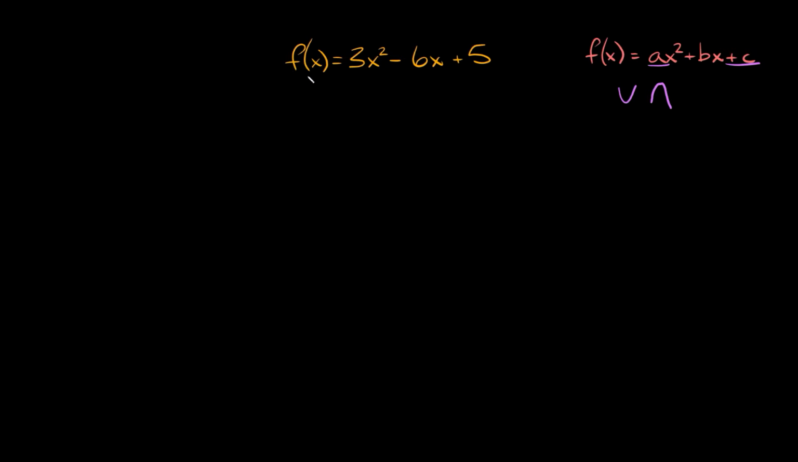All right, so let's start with this one right here. f of x is equal to 3x squared minus 6x plus 5. Okay, so you can see we have a positive 3 right here, so that means our parabola is going to open up like that. And we have a plus 5 right here for our c. So that means our parabola is going to cross the y-axis at y is equal to 5.